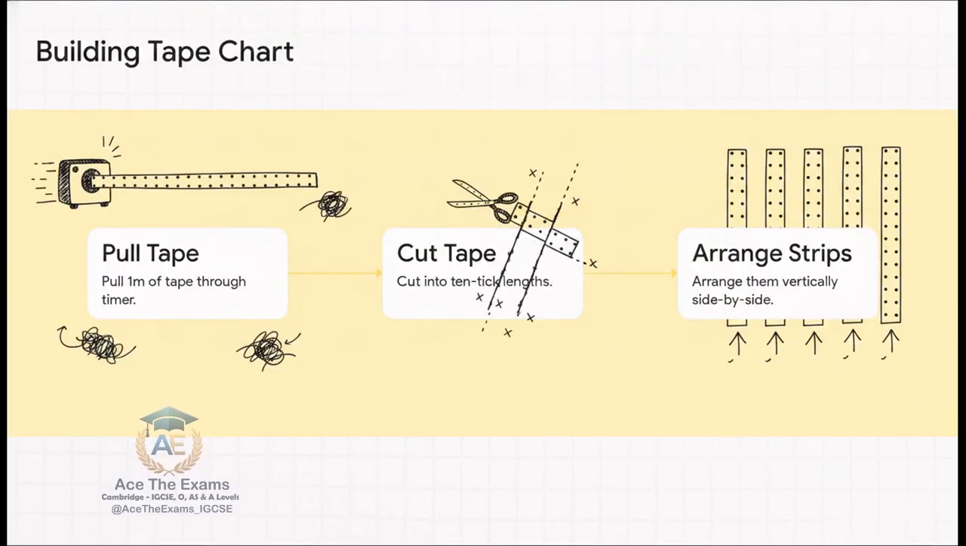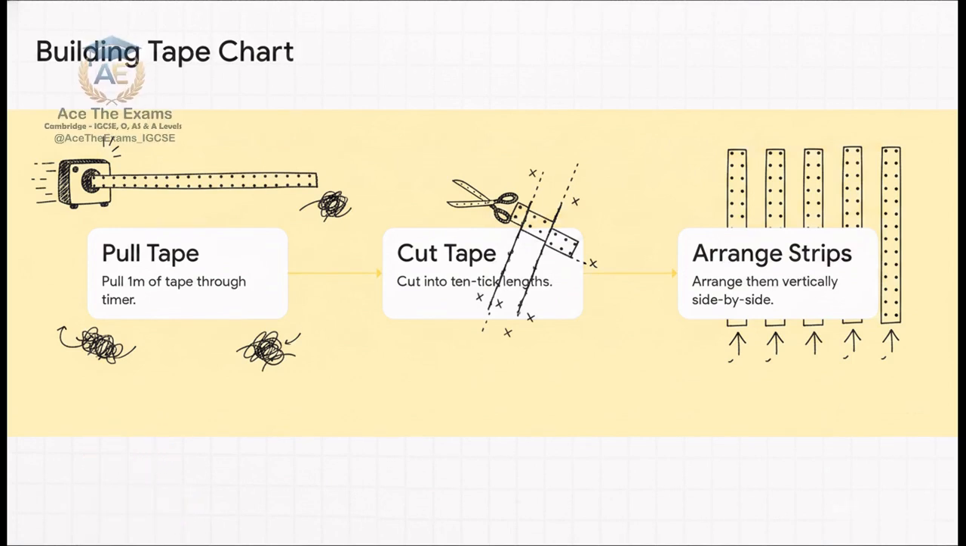Now let's apply those equations to the classic ticker tape timer practical. And actually, scratch the usual way you think about this. Stop looking at the ticker tape experiment as some boring lab chore. This is actually a highly strategic tool designed specifically by examiners to extract practical method marks from you. Here's the setup. You pull a 1 meter length of tape through the timer. Then, and this is absolutely critical, you cut the tape into 10-tick lengths. That means you make the physical cut on the 11th dot. Finally, you arrange these successive strips vertically, side by side.